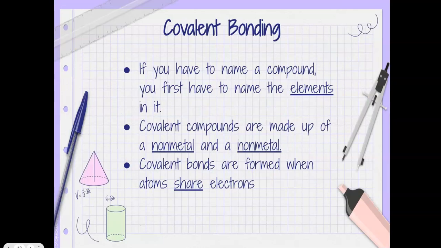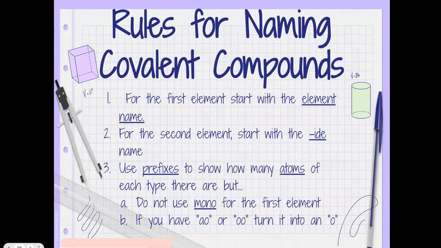Now as we get into covalent bonding, we're making covalent compounds. This time, these are made up of a non-metal and another non-metal. Now they are going to share electrons. So this is covalent bonding. Think of the prefix "co" meaning together. They're bonding together, or sharing those electrons together.